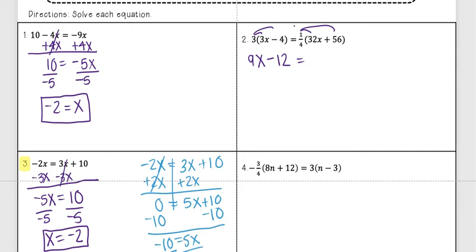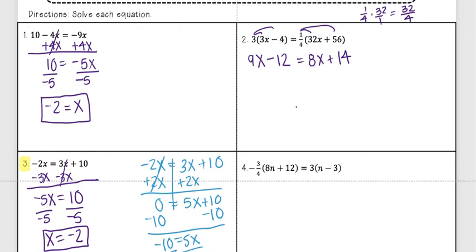Now I have 1/4 times 32. Remember from multiplying fractions, it's really 32 over 1. And so when I multiply across, I get 32 over 4. And remember, my fraction bar is really just saying division. So it's 32 divided by 4, which is 8. So this 1/4, I'm really just dividing 32 and 56 by 4. So 56 divided by 4, I get 14.